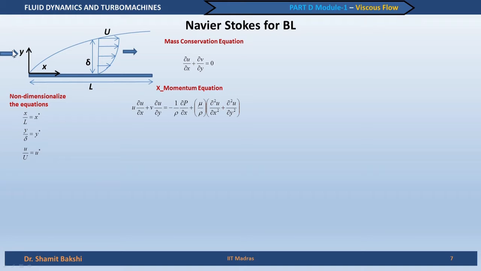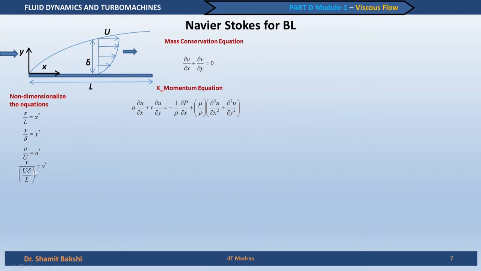So, for u velocity again it is straightforward, because the uniform velocity which is approaching the plate is capital U. So, we non-dimensionalize it with capital U and name this non-dimensional velocity as u star. V is a little tricky, and we define this quantity U delta by L. How is this arrived at?